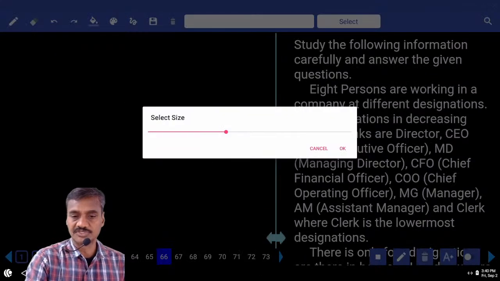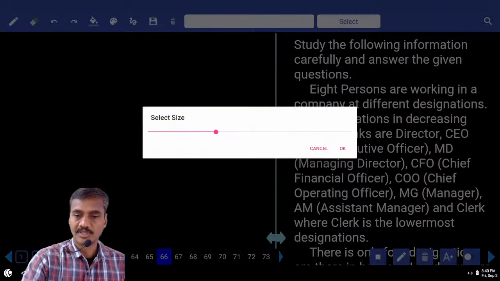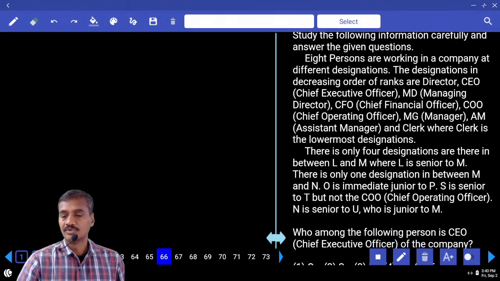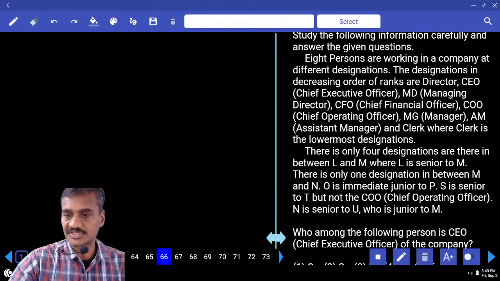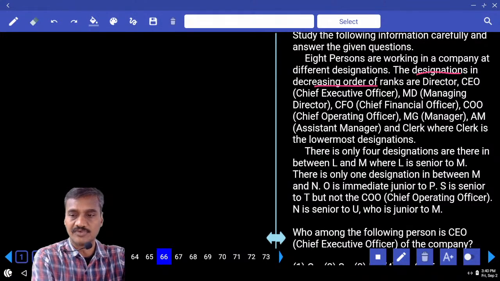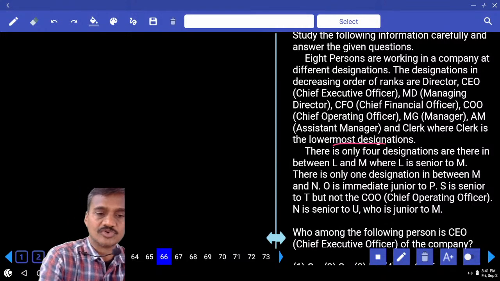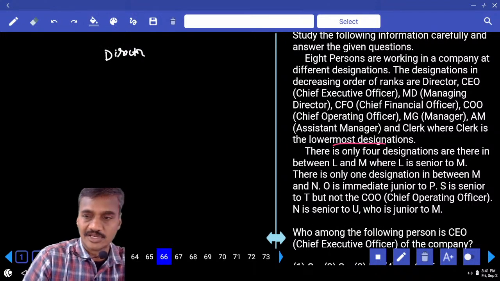Now in question number 66, if you observe here, it is based on designations. Whenever designations are given, the first thing we need to identify is whether a hierarchical arrangement is given or not. All the designations are in decreasing order of ranks, from the director to the assistant manager and the clerk, isn't it? Clerk is the lowermost designation. And starting with whom? Director. First write down the designations here in the hierarchical order.